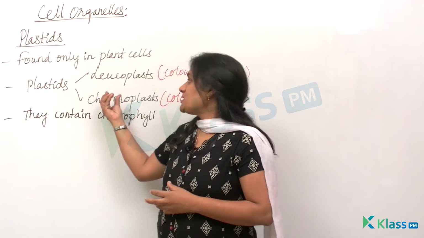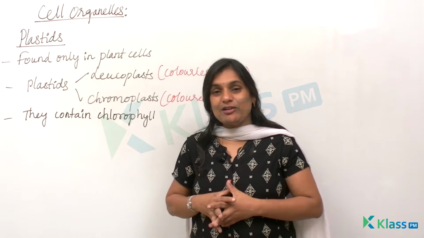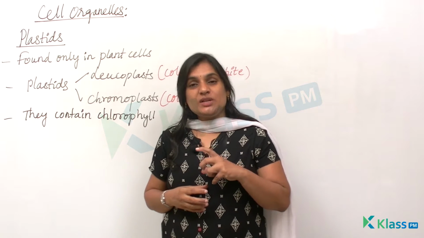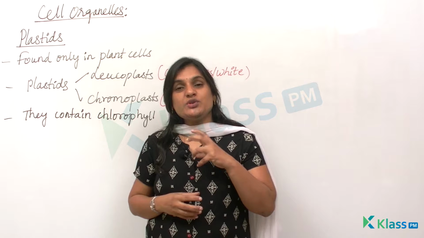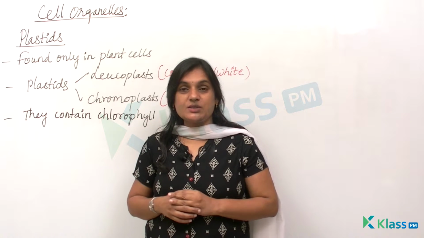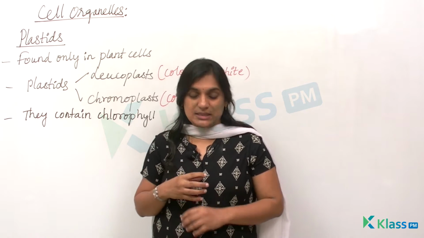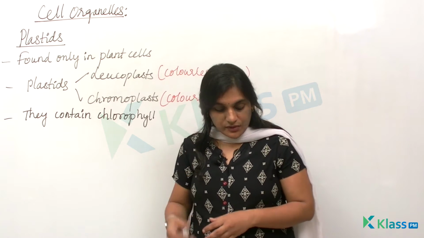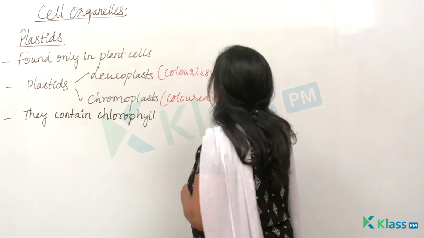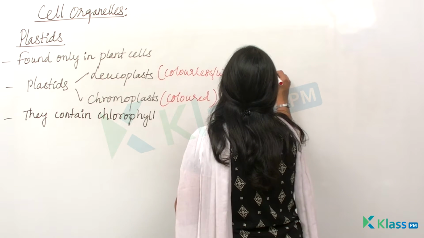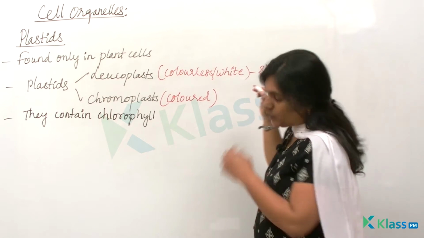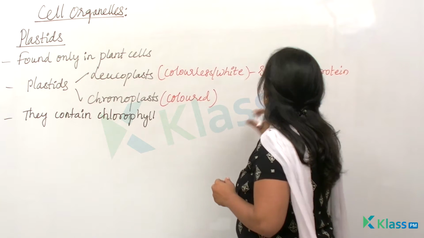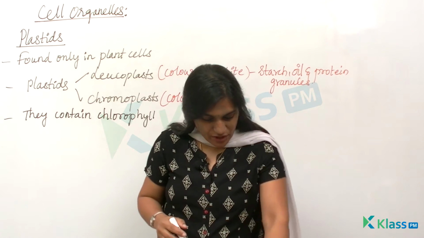In the same way, as I've told you, the leucoplasts are colorless. You cannot distinguish any color. Whereas the chlorophyll pigment is present in chloroplasts, which help in the process of photosynthesis. Photosynthesis is carried out by the presence of chlorophyll. And these leucoplasts usually store starch, oil and protein granules.